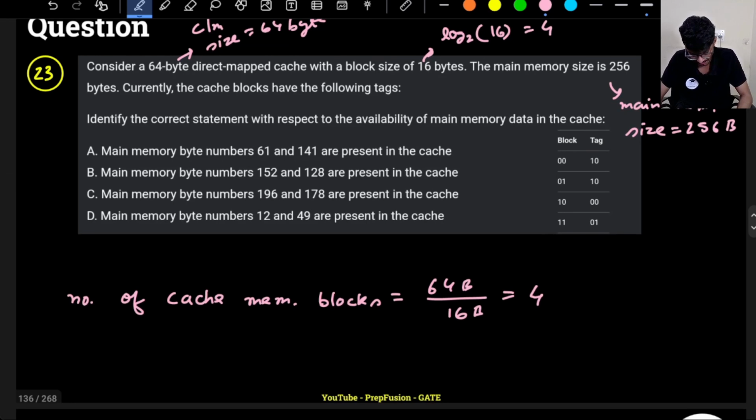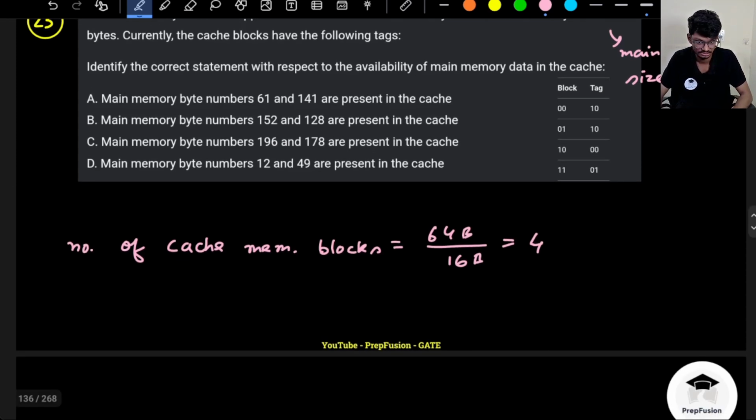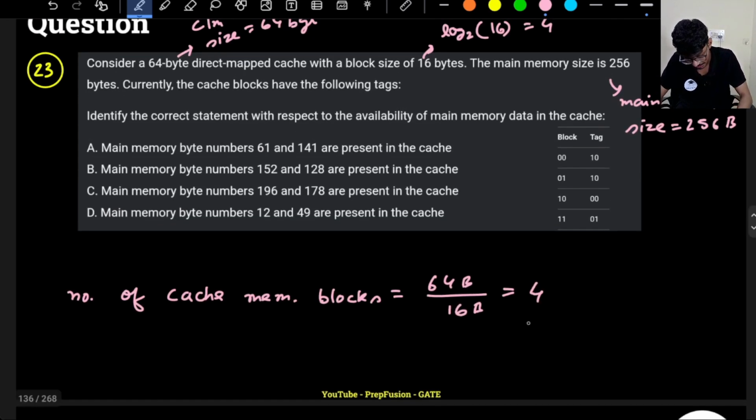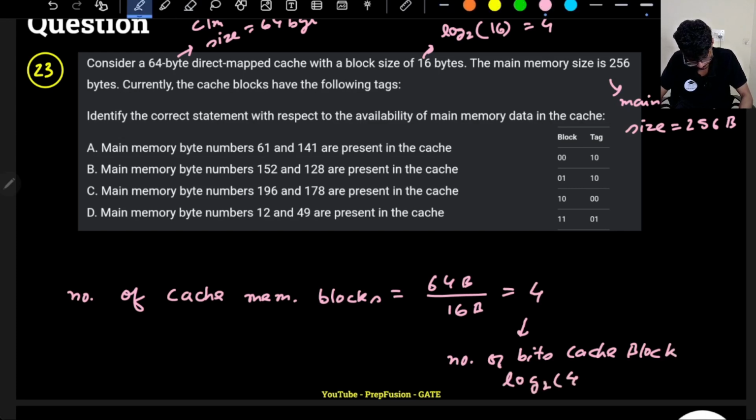So I have 4 blocks in the cache memory. Where will byte number 61 be stored? I have to understand in which block byte number 61 is present. So I have to divide the main memory address into different components. It is direct mapped, so the number of bits for the cache block will be log base 2 of 4, so it will be 2.